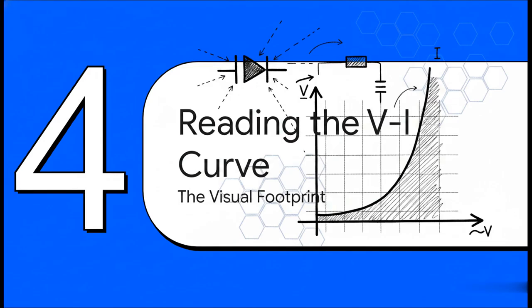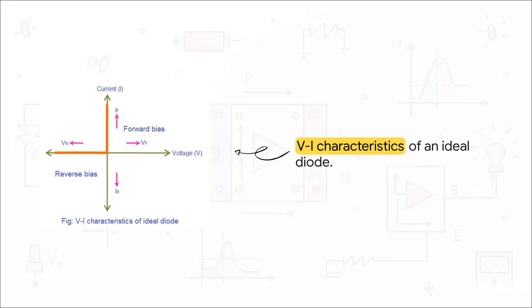This is how engineers actually chart this performance on a graph. Engineers need a reliable way to predict how a specific diode will behave in a circuit. So they plot a VI characteristic curve. Notice the bright orange lines on this graph. On the horizontal axis, we have voltage, and on the vertical axis, we have current.